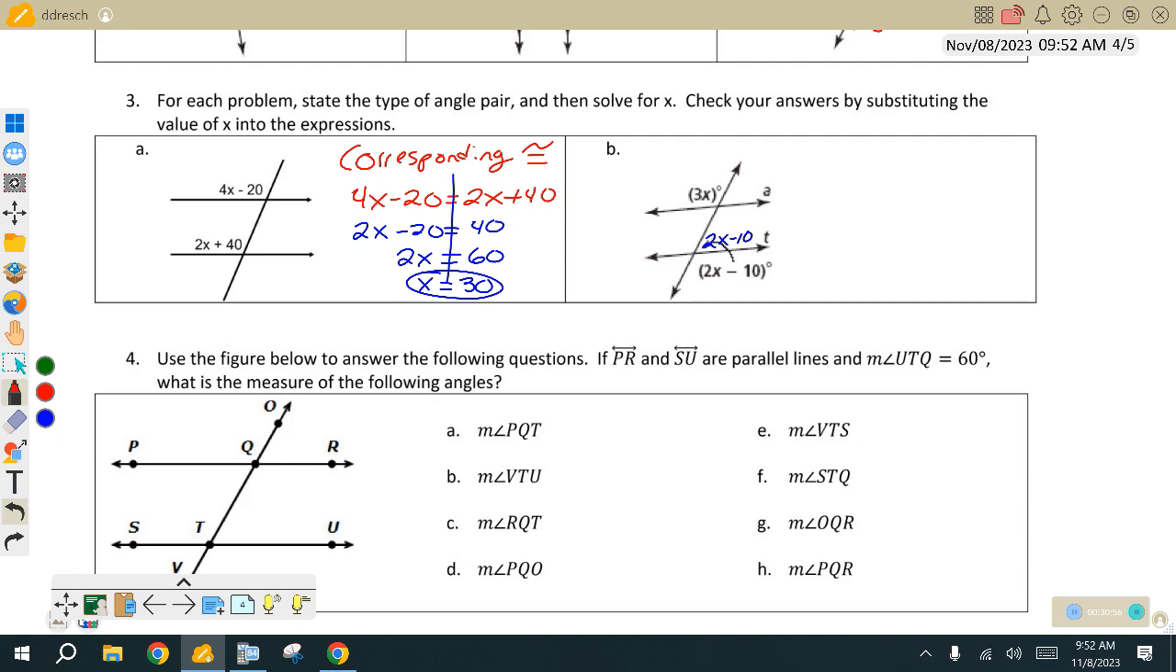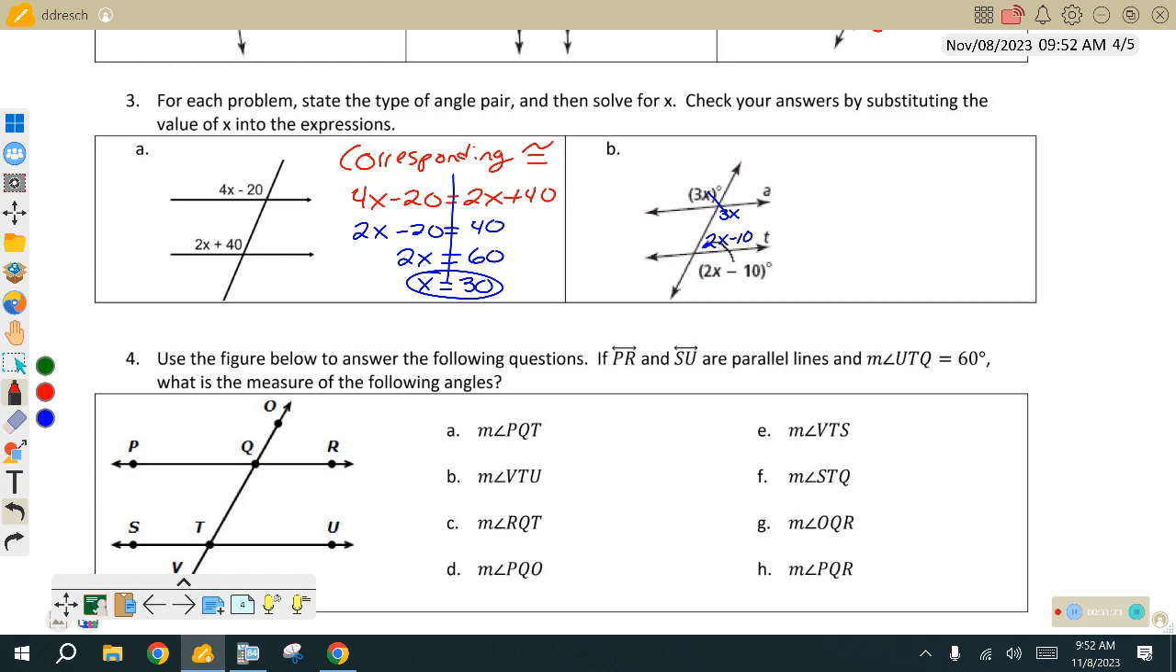So what can we do? And we talked about this over the last couple of days with our angles. There's no direct relationship like that. Carter? 2x minus 10 is. Okay. What we can do is take the 3x and we can slide that on down, right? Why can we slide this on down? Because why? Vertical angles.